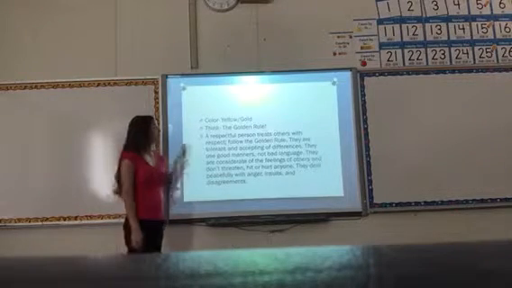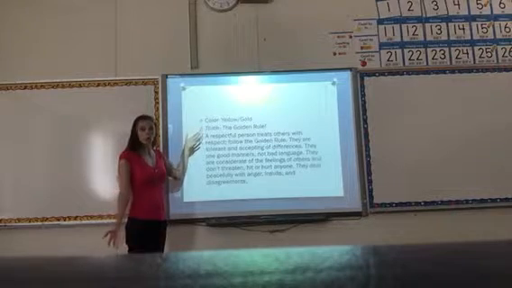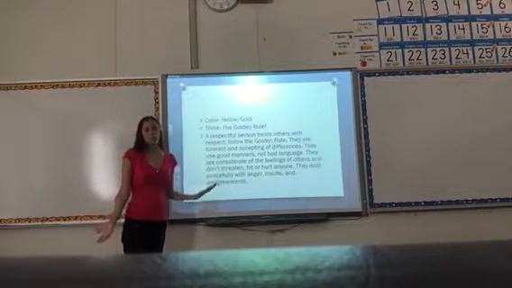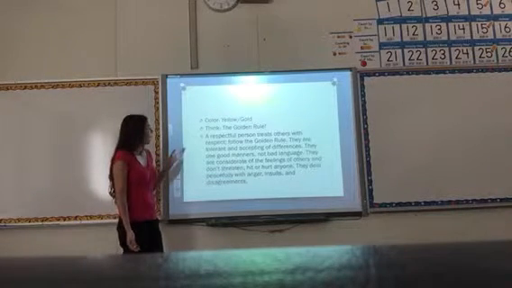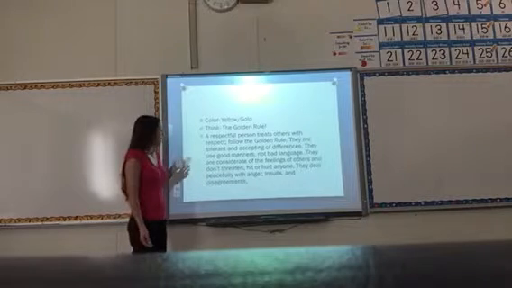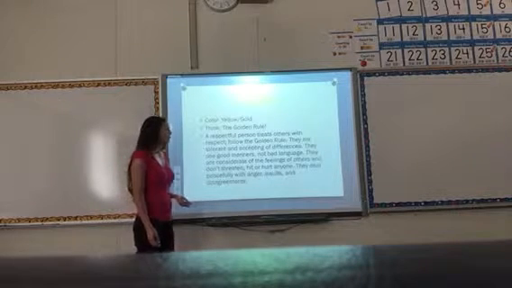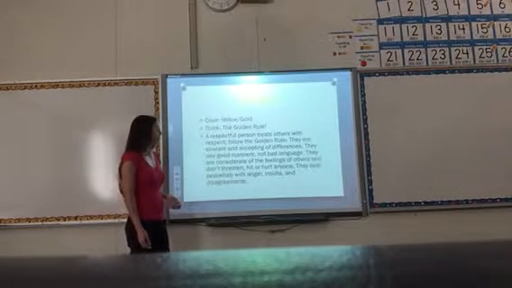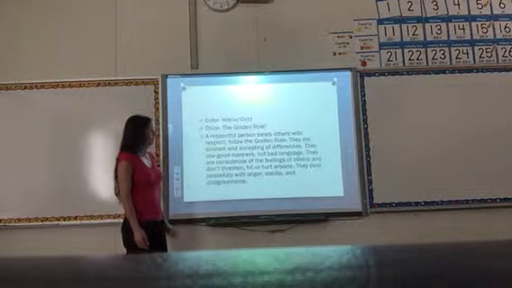The second one is respect, and the color is yellow or gold, and if you think the golden rule. Now, the golden rule is something we were probably all taught when we were in kindergarten or at a very young age. A respectful person treats others with respect. They follow the golden rule. They are tolerant and accepting of differences. They use good manners, not bad language. They are considerate of the feelings of others and don't threaten, hit, or hurt anyone. They deal peacefully with anger, insults, and disagreements.